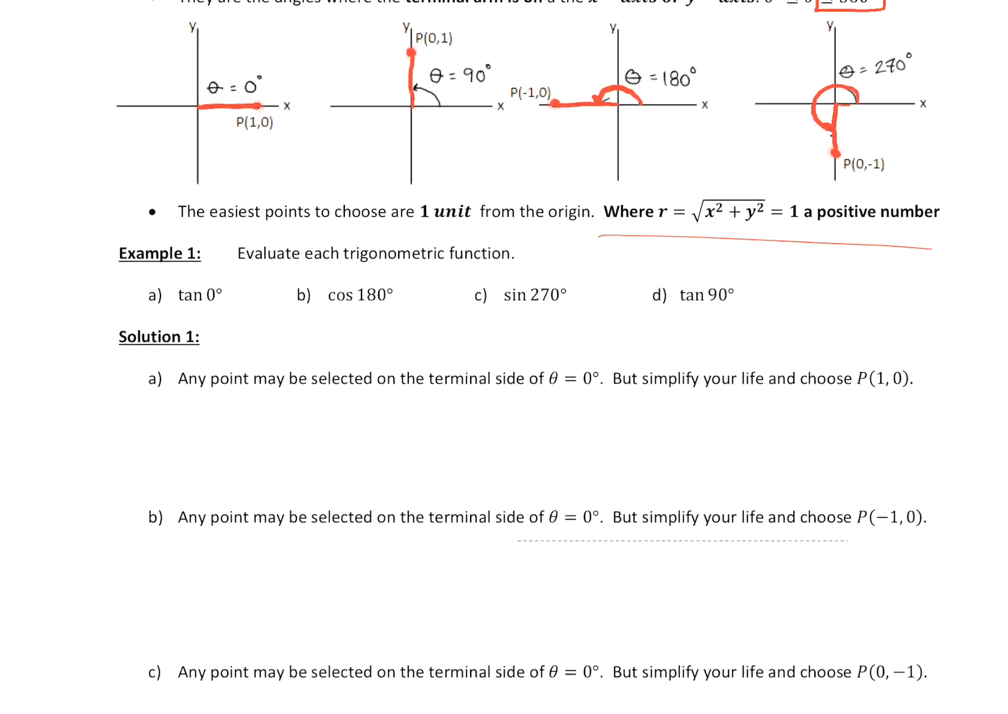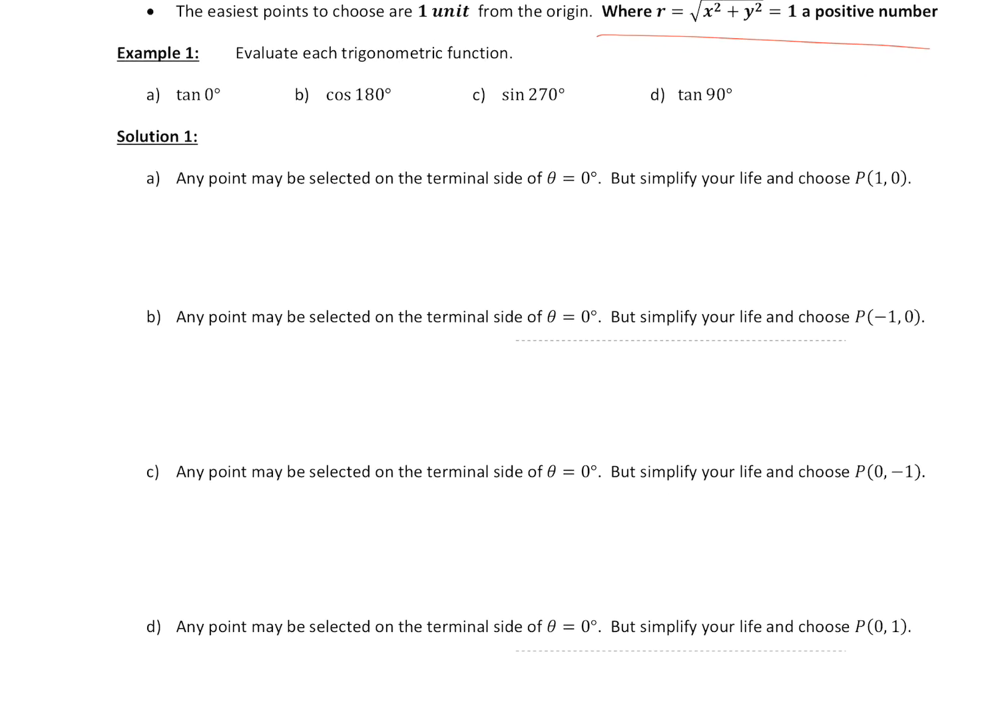So, example 1. Evaluate each trig function. Tan of 0 degrees. So, just think about that line of 0 degrees. If we draw the grid, and then we draw the line in red, say, 0 degrees is right here, right? (1, 0). And tan, remember, is opposite over adjacent, or y over x, right? So what's y in this case? It's 0 over 1. So tan of 0 degrees is 0. And if you don't believe me, plug it into your calculator.